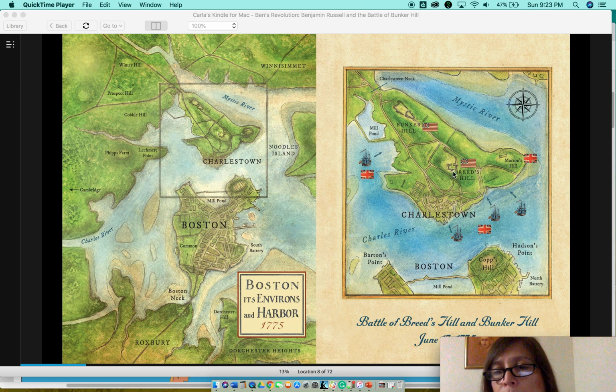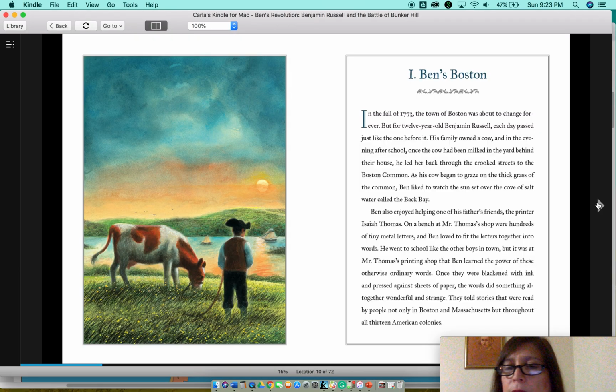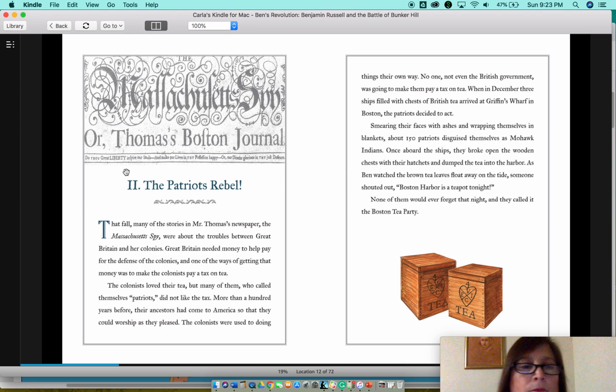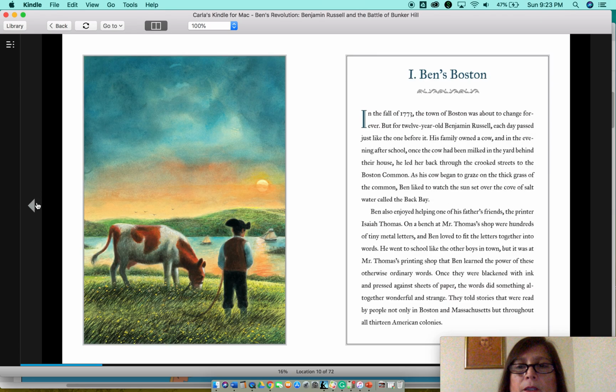So here we see the British flags, American flags, British flags, and we see ships. Okay, let's begin to read. And I want you to look here. See a cow, and the cow is grazing grass. It's eating grass. And probably that's Ben.